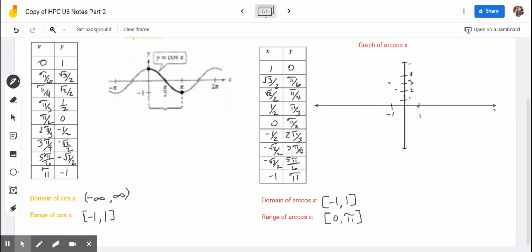At 1, we're at 0. So the graph is going to look something like, oops, let's try to do this again. Something like that, where it's kind of this graph, if we could imagine it kind of flipped over this line of reflection like that. So that's what we have here.